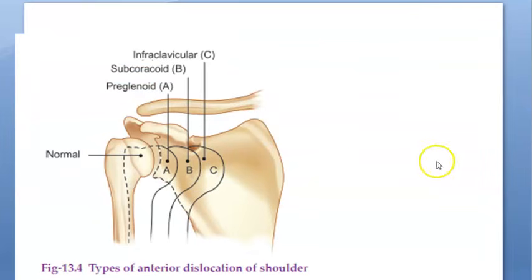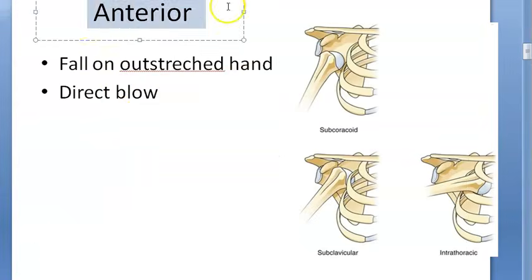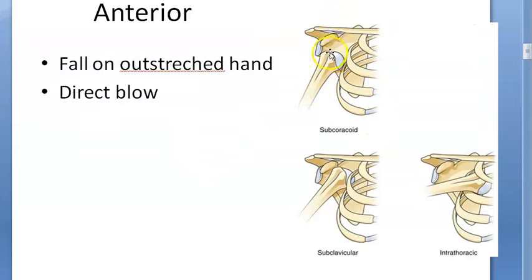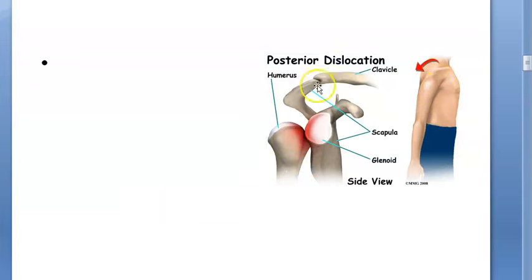When people fall on their outstretched hand, they can have a shoulder dislocation. Anterior dislocation, guys: fall on outstretched hand, direct blow, etc. Subcoracoid is the most common one. It is below the coracoid, then subclavicular is below the clavicle, and then you have the intrathoracic, which has almost gone into the thorax, right? Then posterior dislocation can happen because of a direct blow from the front, so it will go backwards. It can also happen in epilepsy and shock, okay?